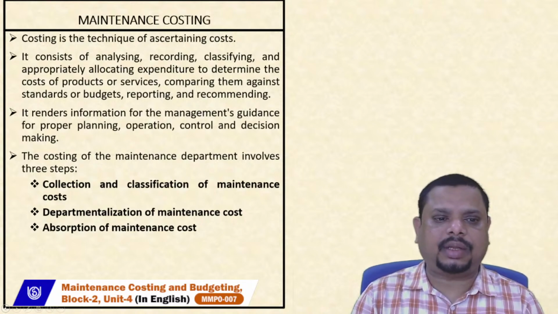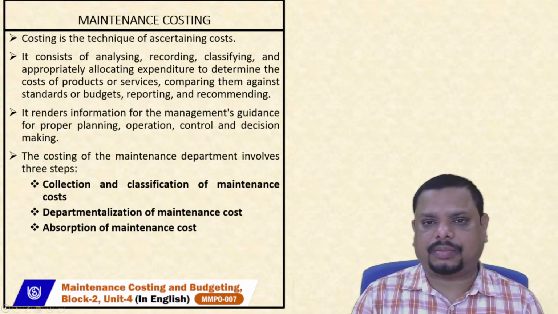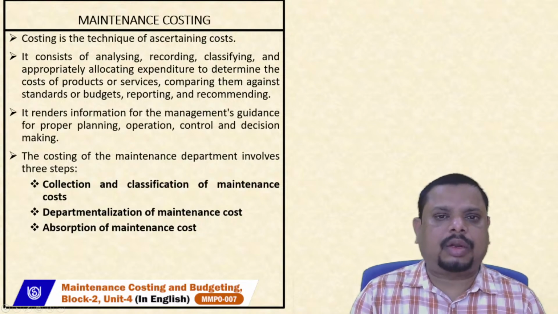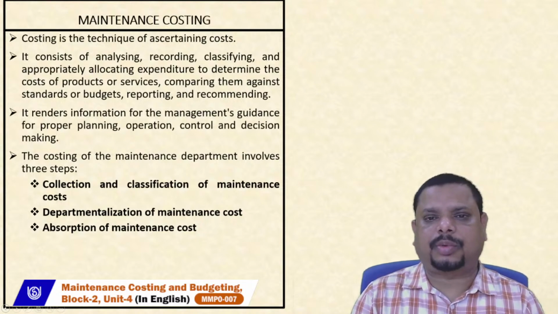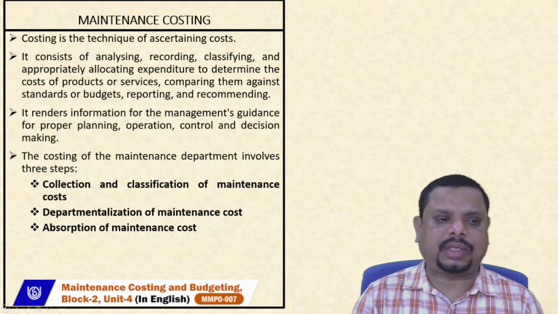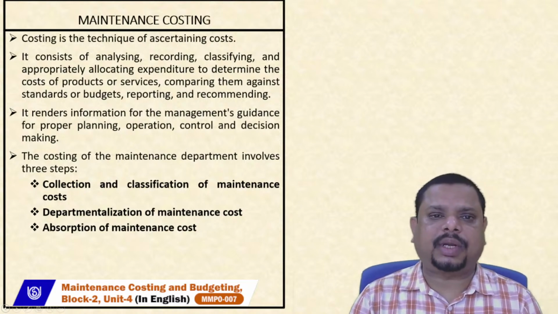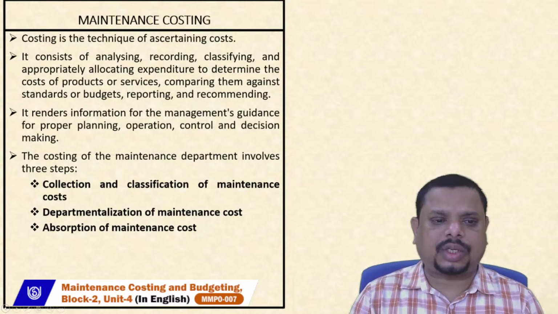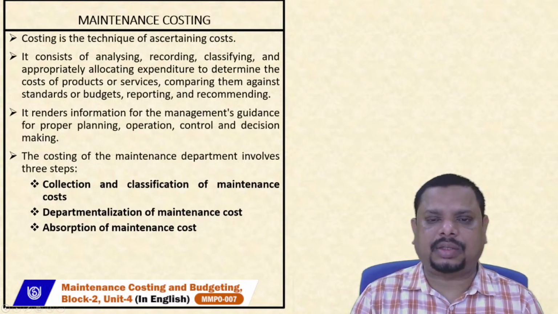Moving to the next one, it renders the information for management guidance for proper planning. The next important part we have is operations. The next one we have is control and decision making. So by comparing the actual work done versus the recognized budgeting, the top level of management takes decisions in case of proper planning. Next, they will conduct various operational activities, and if possible, they will go for control, and if not possible, they go for higher-level decision making, especially with reference to reducing the maintenance cost.